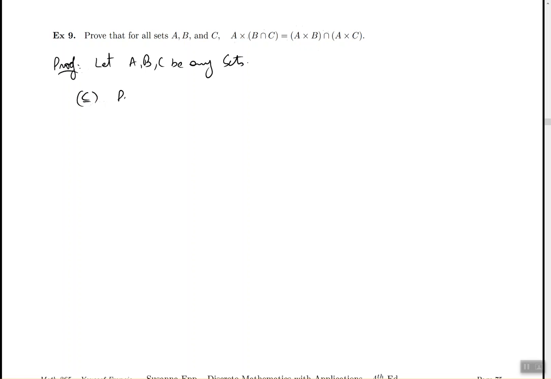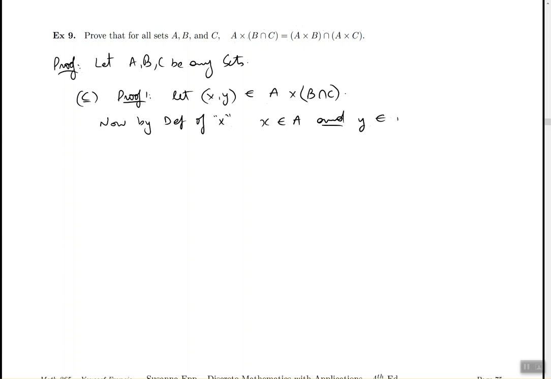Okay, so proof of 1, I guess. All right, so let the x comma y ordered pair be an element of A crossed B intersect C. Remember, the A cross B and C gives me ordered pairs. That's why I'm choosing x comma y. Now, by definition of the intersection, by definition of cross, I know that the x element is going to be inside of A, and at the same time, I know that the element y comes from B intersect C.